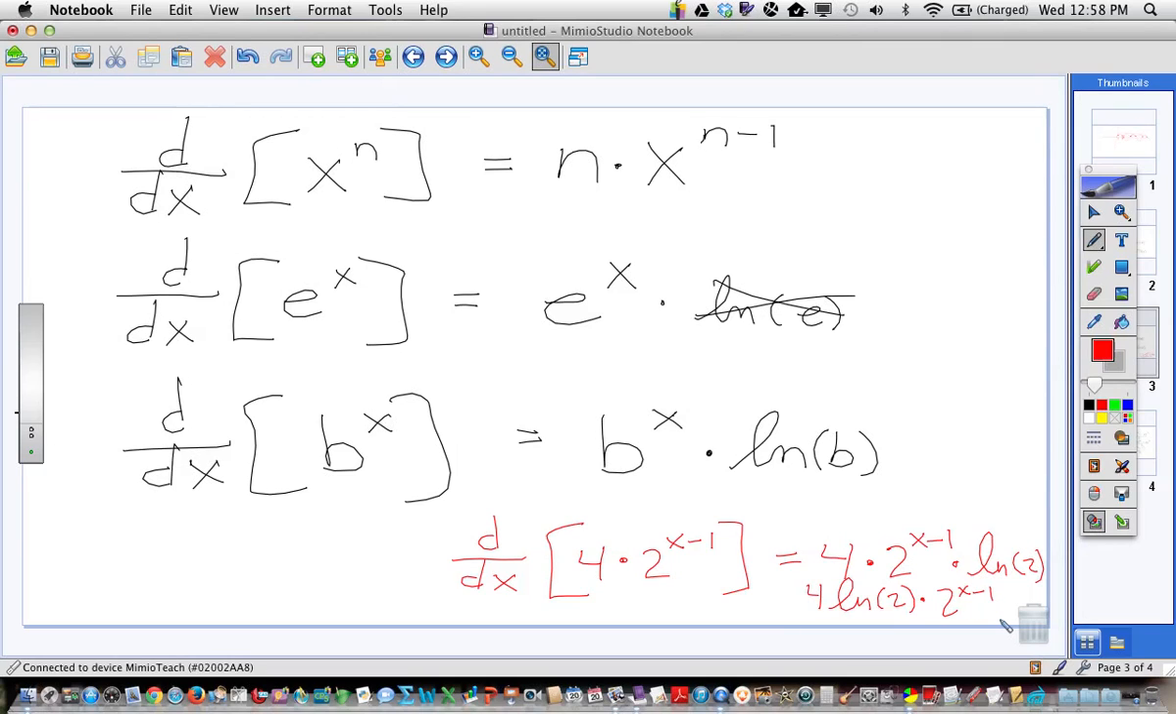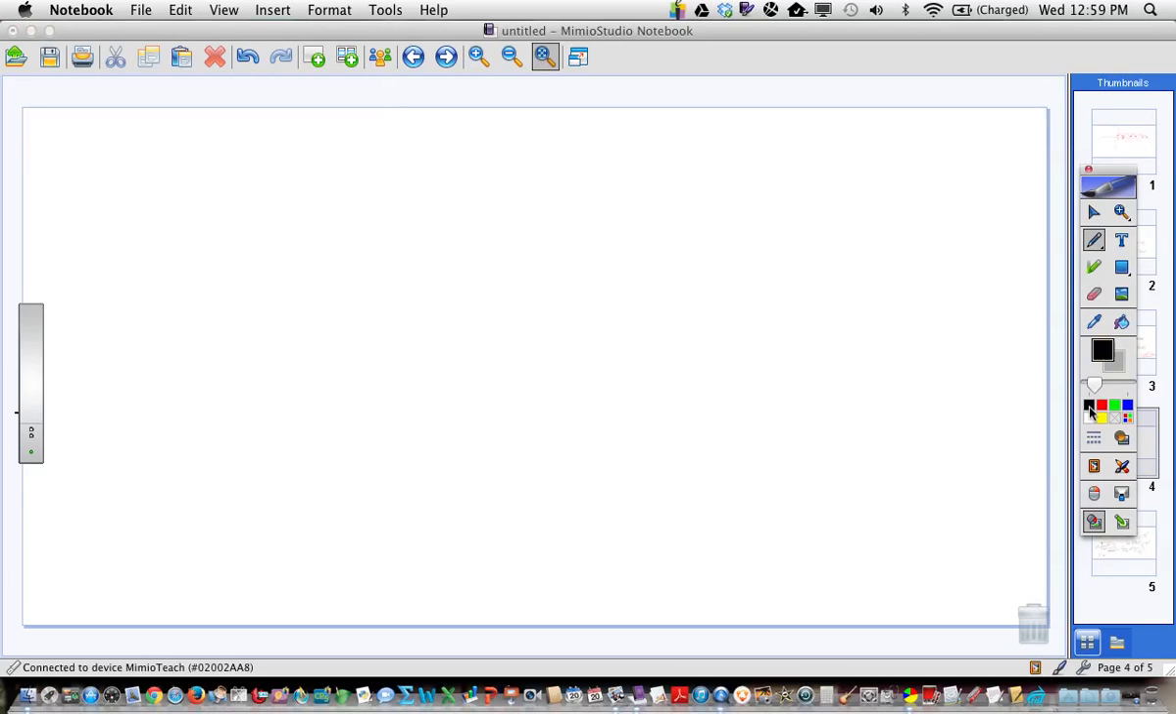Sometimes it's nice. What if we had to do the second derivative? Might be nice to have the 4 and the ln 2 around in front, right? If we had to do the second derivative, what would happen? 4 ln 2 is a number, it would just hang out there. Derivative of this would be this times another ln 2, right? You have another ln 2 tacked on. So we want to be able to put these rules together and be able to do these derivatives. So there's just an example on that. Okay, so that's exponentials.